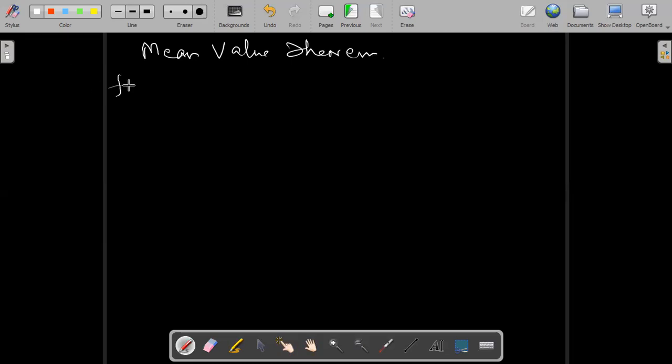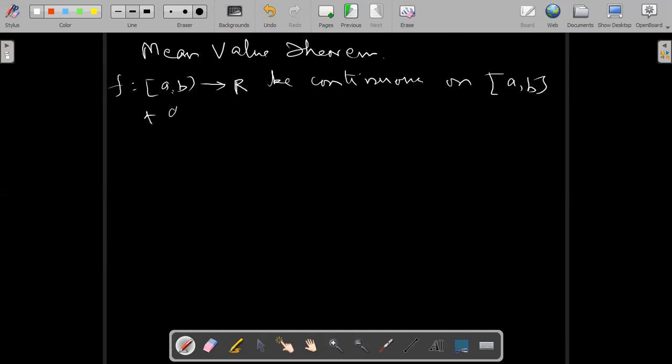F is a, I'll write in short. You can see the statement from the textbook also. If f is a function from the closed interval [a, b], continuous, the first two conditions are same, so we will prove this in the same way: continuous on the closed interval [a, b] and differentiable on the open interval (a, b).